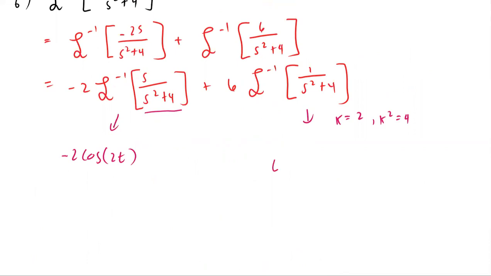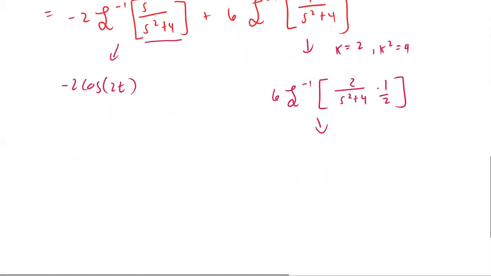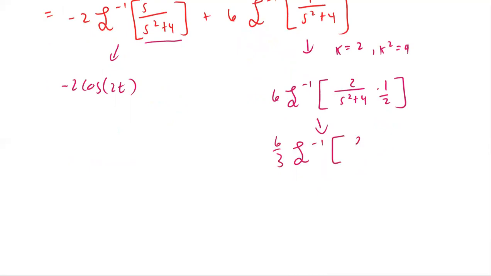So we write this as 6 times the Laplace inverse of 2 over s squared plus 4 times 1 over 2. Right? So we multiply by 1. Move the constant 1 over 2 outside, and we're left with 6 over 2 times the Laplace inverse of 2 over s squared plus 4. And this has the right form. Right? This is sine of 2t, which equals, 6 over 2 is 3, so 3 times sine of 2t.